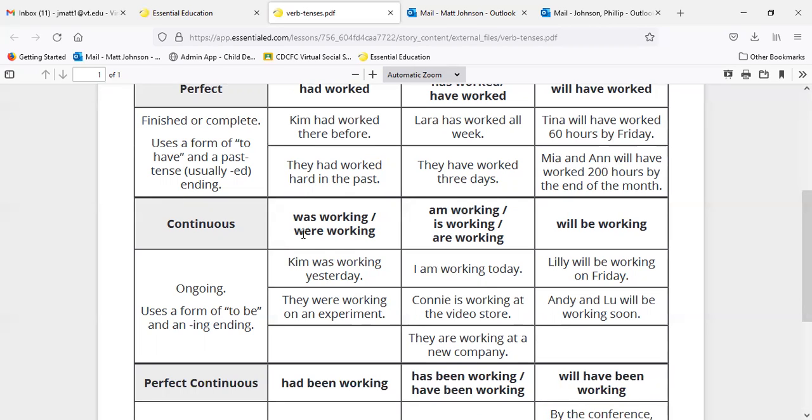So continuously, Lily will be working on Friday. She will be working all day. Or, that work is continuing through the day. Andy and Lou will be working soon. So that work has not started, but it's going to be, and it'll be ongoing.